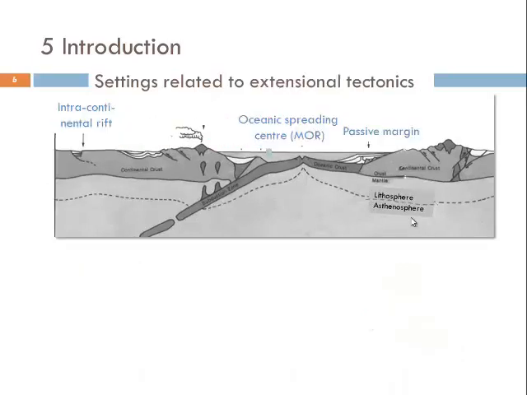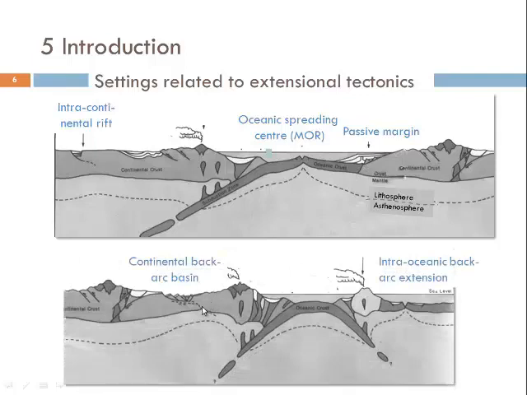The important extensional settings are in some way always related to intracontinental rifts. Consolidated continents are breaking apart, and they form new oceanic basins with mid-oceanic ridges. Associated with that is the formation of passive margins, which do not have ongoing extensional tectonics, but they are a product of such extensional tectonics. And we also find spreading in continental back arc basins, which are very similar to intracontinental rifts, but they are related to nearby subduction zones. And a similar counterpart to this intracontinental back arc spreading we might find in intraoceanic back arc situations.